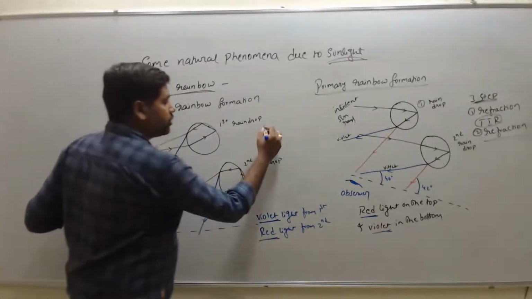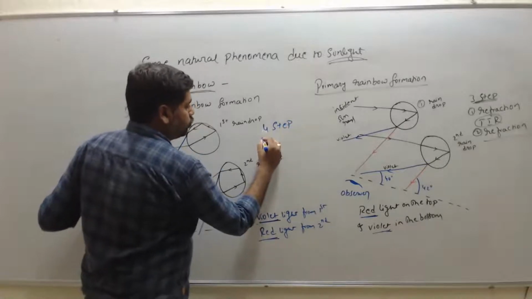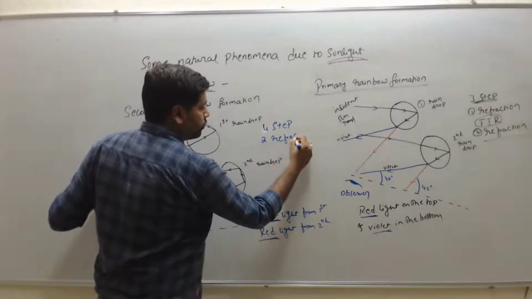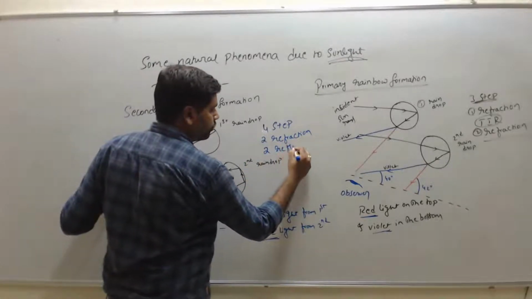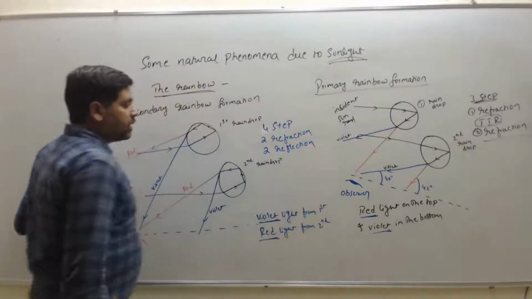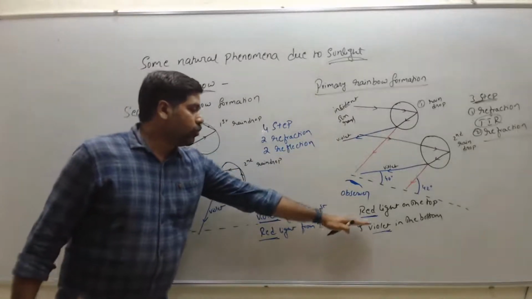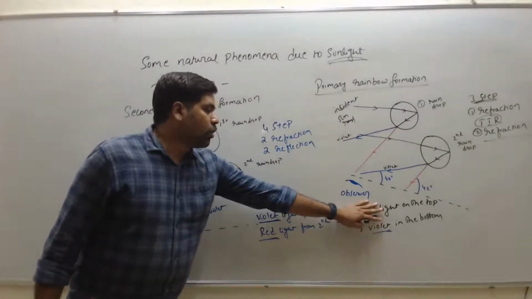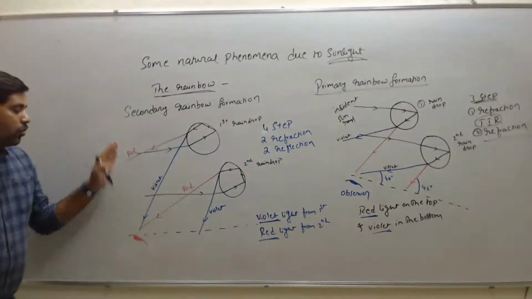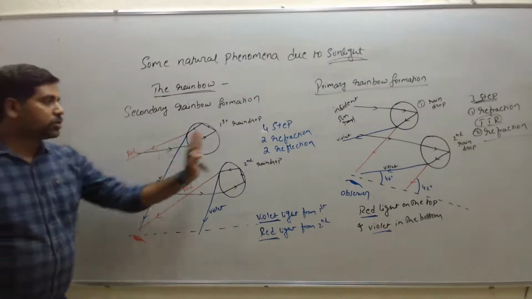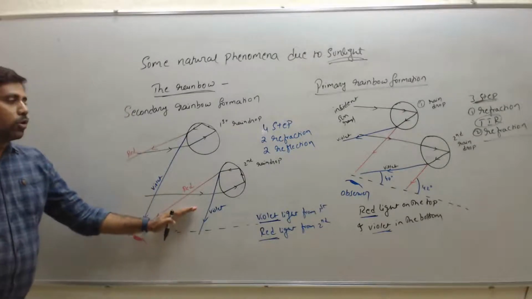Here, a four-step process takes place. That is two refractions and two reflections. Hence, the pattern is in reverse order to that of the primary rainbow. In the primary rainbow, it starts from red, with red at the top and violet at the bottom. But in the secondary rainbow, we have violet at the top and red at the bottom, reverse to that of the primary rainbow.